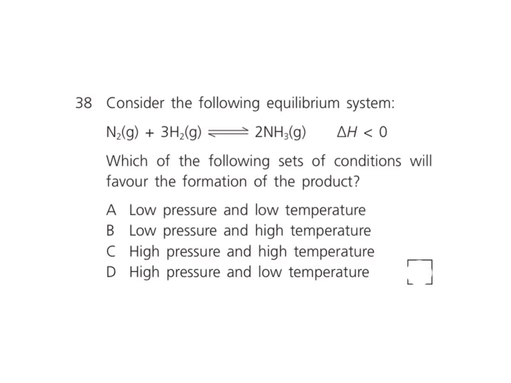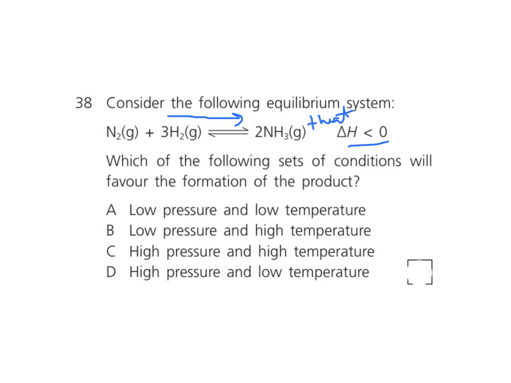Consider this equilibrium. It's the Haber process, nitrogen and hydrogen making ammonia. Again, it's an exothermic process, so heat is on the right-hand side. Which of the following sets of conditions would favor the formation of product? To favor the formation of product implies we'd like to shift in the forward direction. Well, pressure, low versus high. In this assignment, that's implying increasing or decreasing the size of the container. If we want a low pressure, we're going to increase the size of the container. If we want high pressure, we're going to decrease the volume of the container.